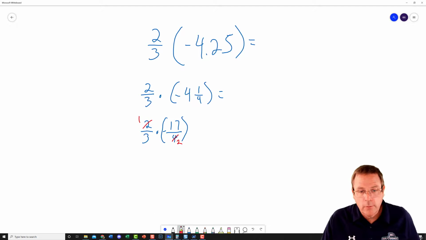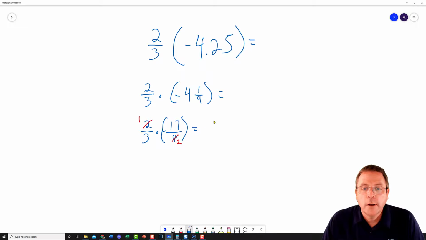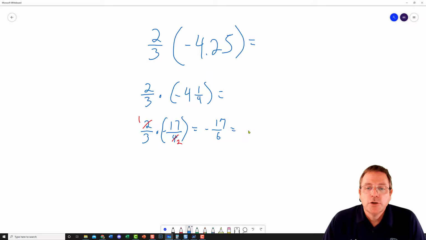So we're going to go back to our blue marker, and 1 times 17 is going to be 17. 3 times 2 is going to be 6. A positive times a negative is a negative 17/6. Change it back into a mixed number. Your final answer is going to be a negative 2 and 5/6 for your final answer.